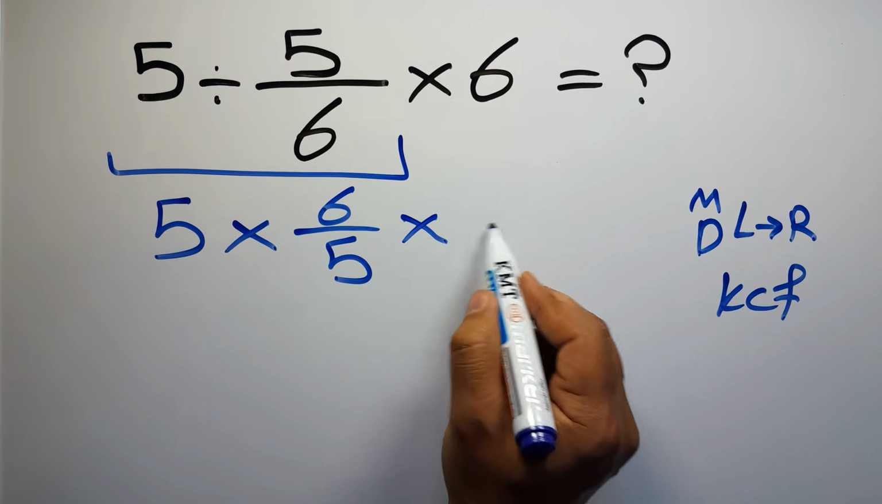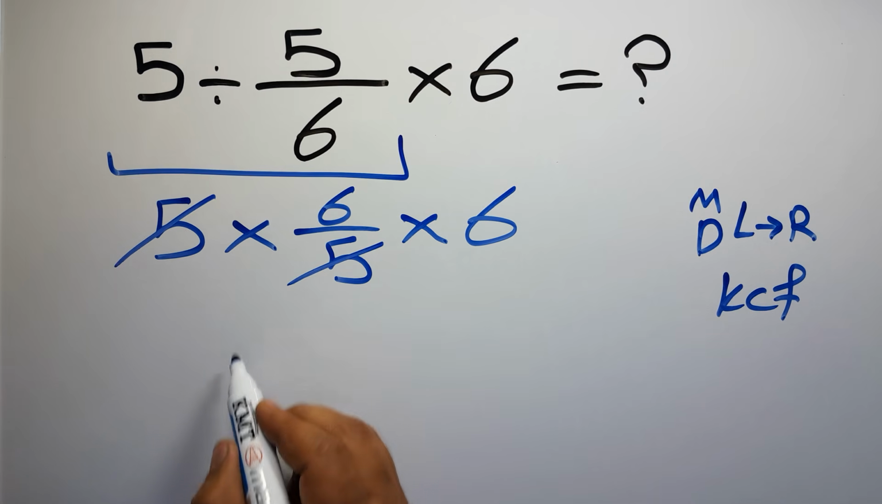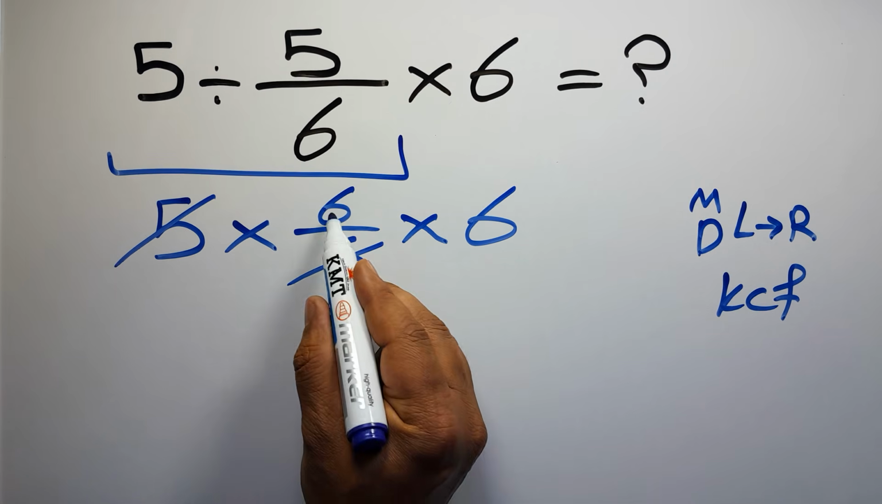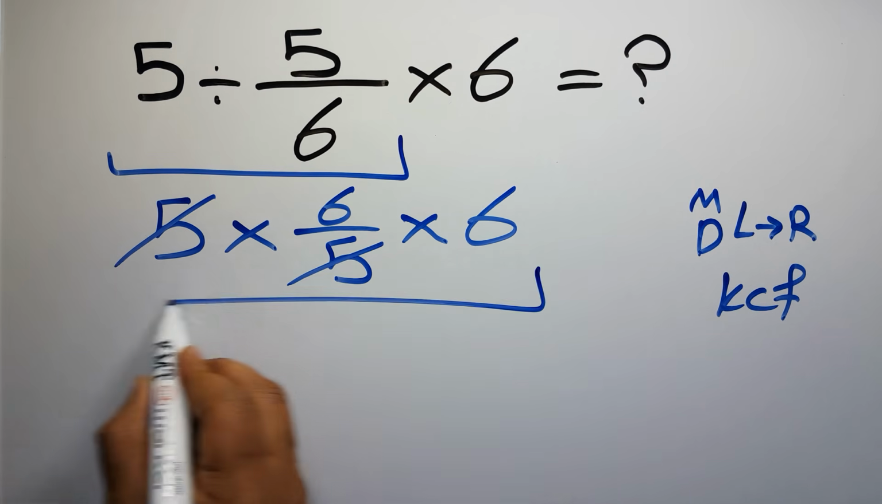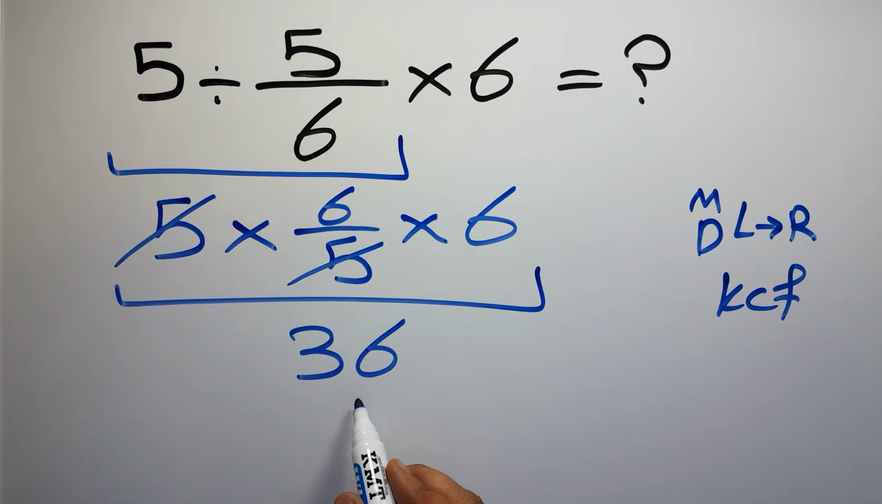Then times 6. Now we can easily cancel this 5 and this 5. So we have just 6 times 6, which equals 36. And this is our final answer to this problem.